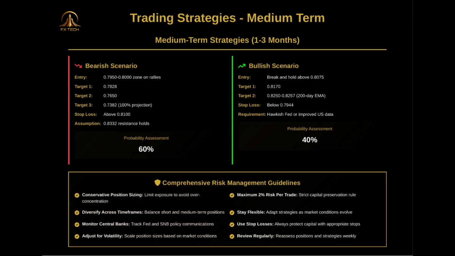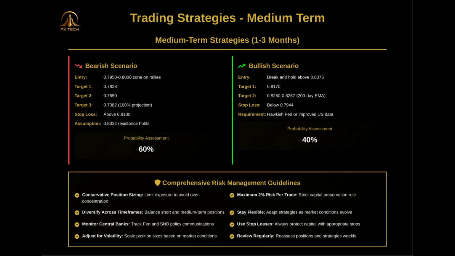Medium-term strategies spanning 1 to 3 months present two scenarios with different probabilities. The bearish scenario, with 60% probability, involves entering at 0.7950 to 0.8000 on rallies, targeting 0.7828, 0.7650, and ultimately 0.7382. Stops go above 0.8100, assuming 0.8332 resistance holds.